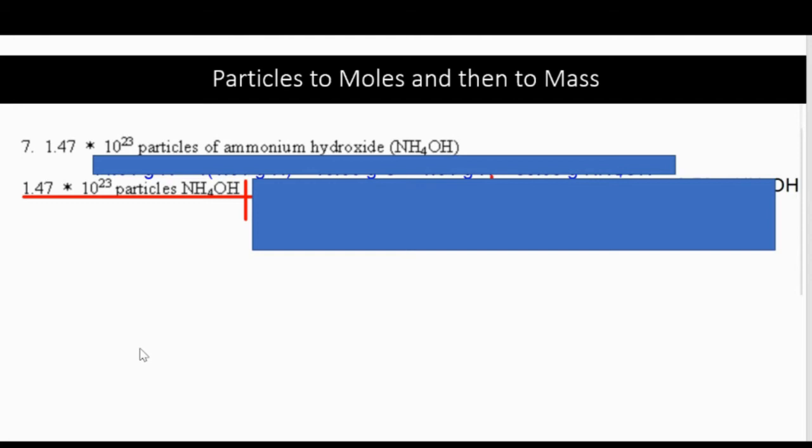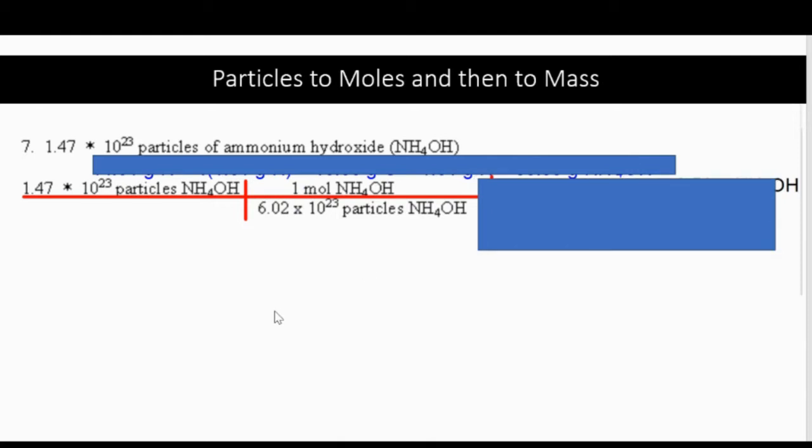What am I going to do with that? Well, it's not moles and it's not grams, it's particles. So if it's particles, we're going to use Avogadro's number to convert it to moles. Now, where does Avogadro's number go? Is it going to go on the top or the bottom in the ratio? Right now, the big scientific notation number is on the top. Avogadro's number is going to go on the bottom to cancel it out, right?